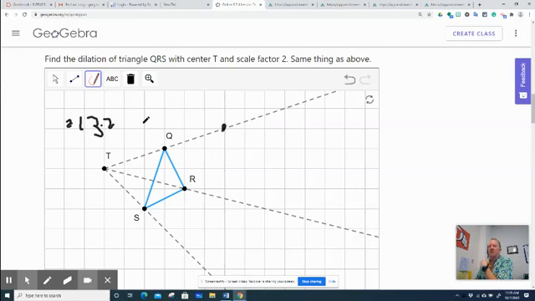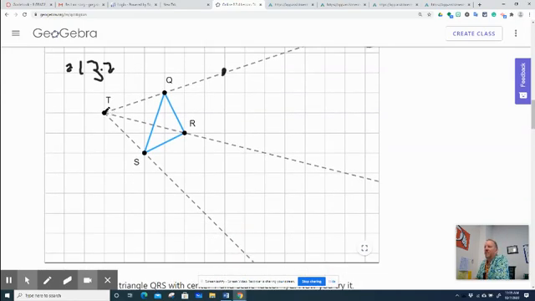So now I'm going to do each of my points the same way. This one goes down 2 and over 2. My scale factor is 2, so it's 2 times 2, so 4 and 4. So I'm going to go down 4, 1, 2, 3, 4, and over 4, 1, 2, 3, 4. Notice that they're staying on the ray.